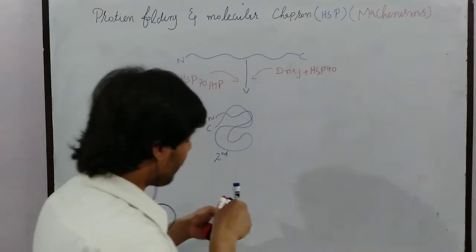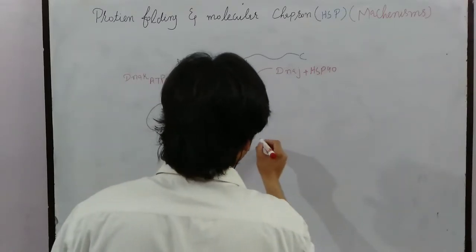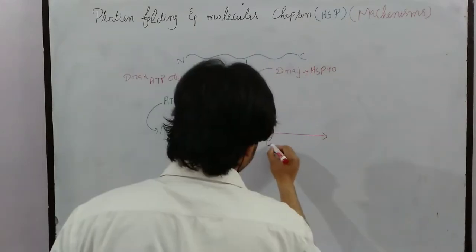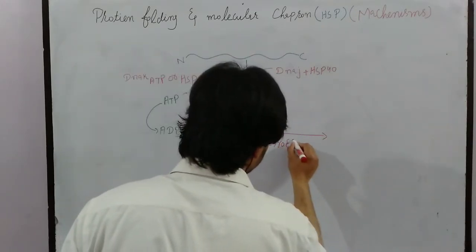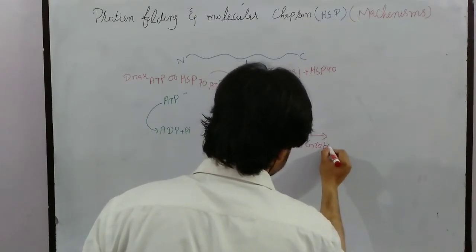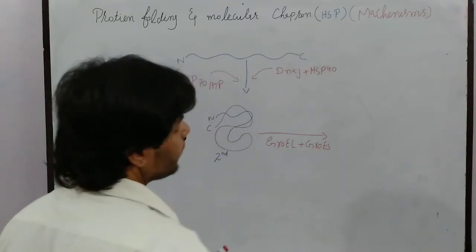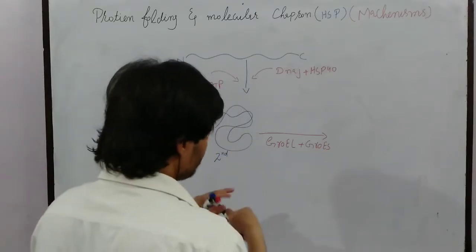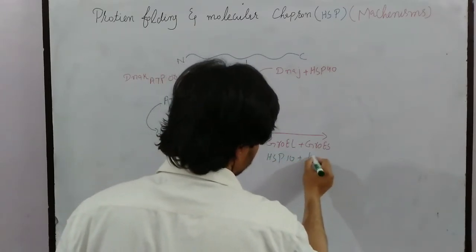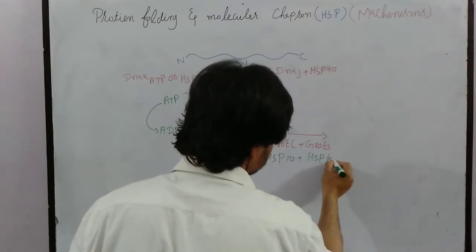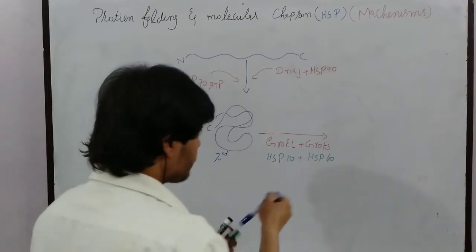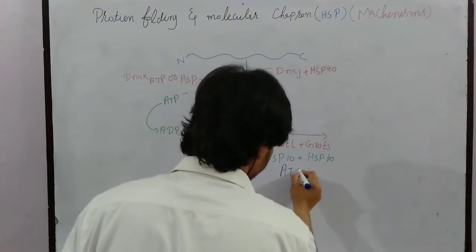So then, a next molecular chaperone will be involved, and we call it GroEL and GroES. In prokaryotes we call them GroEL and GroES, while in eukaryotes we have the proteins HSP10 and HSP60. So these are two other proteins, and these two proteins also use ATP.